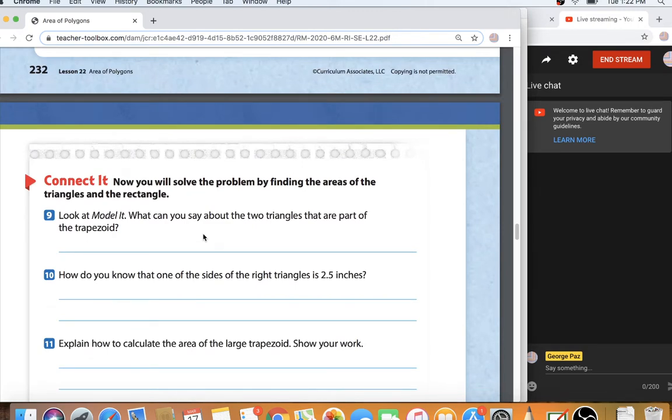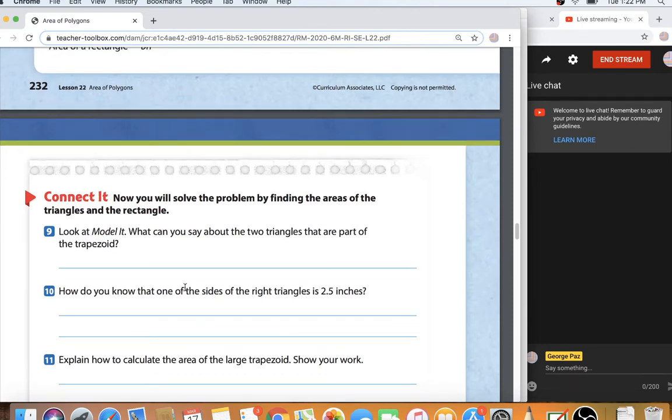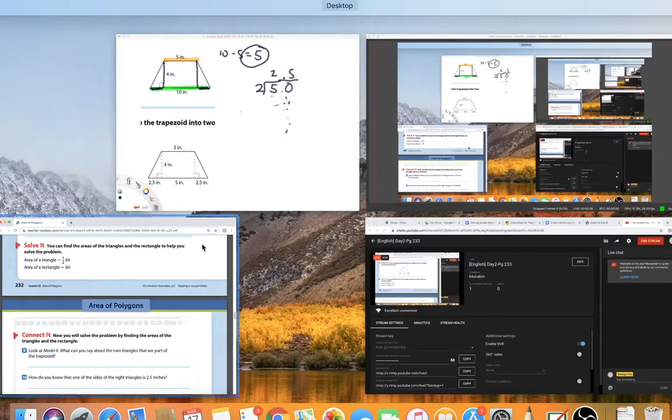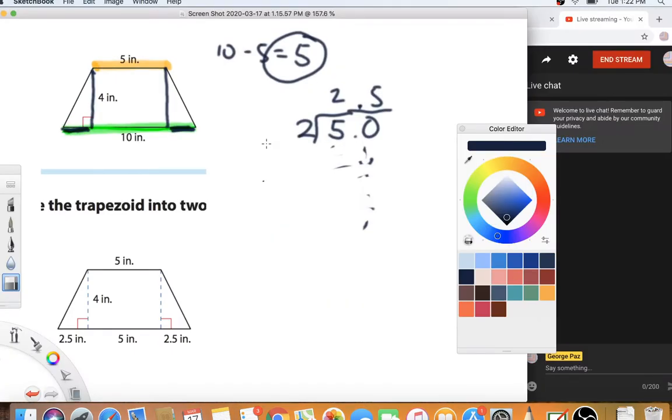Number 10. How do you know that one of the sides of the right triangles is 2.5 inches? For number 10, I explained it a little bit in the last video for page 232, where we said that the whole base is 10, and we take away 5 from there. Just because this side is 5, so when we take it away from here, it's like losing 5. When you do 10 minus 5, you get 5. That means we only have 5 left over for here and here, for 2 spots. So we need 5 to be able to go here and here.